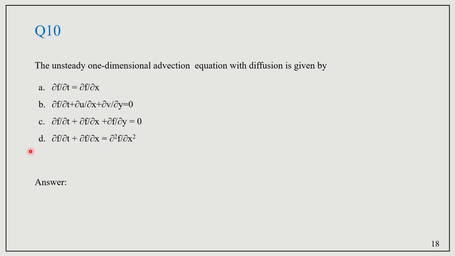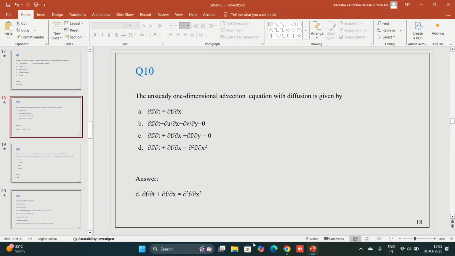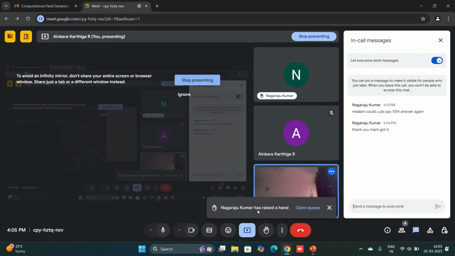So our answer is option D, that is dou f by dou t plus dou f by dou x equal to dou square f by dou x square, which satisfies the unsteady term, the advection, and the diffusion, and the equation is one dimensional with respect to x alone. So that is the thing. Okay, yeah, thank you.